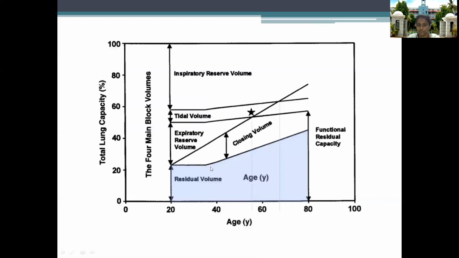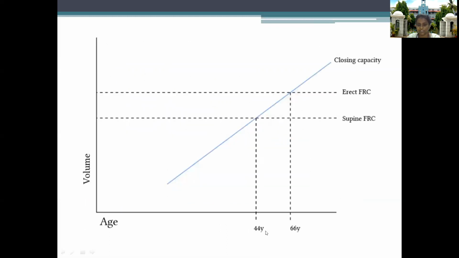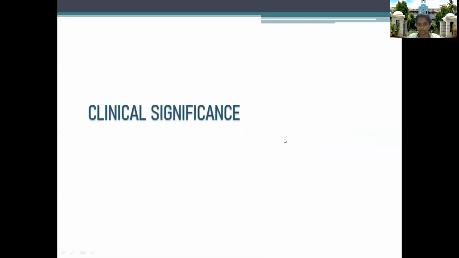This is a graph which shows that with the increase in age, the residual volume gradually increases, thereby increasing the closing volume. This graph specifically points out the findings at 44 years of age and 66 years of age, because these were the mean ages of Scandinavian subjects who were chosen for this study. We noticed that closing capacity is more than supine FRC by age 44, and by age 66, closing capacity has become greater than the FRC in an erect human.